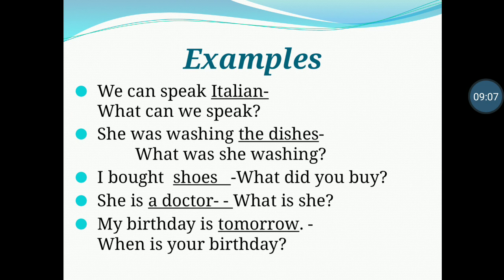WH questions. For example, if you look at the third sentence, I bought shoes. Bought is the only main verb. We are not given the helping verb. So we split the verb bought: did plus buy. Buy is the main verb, did is the helping verb.